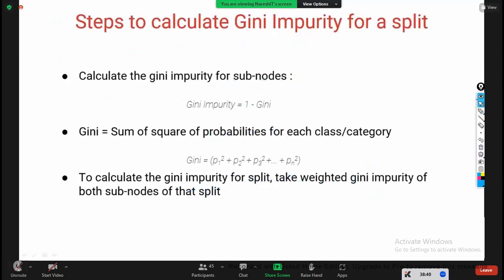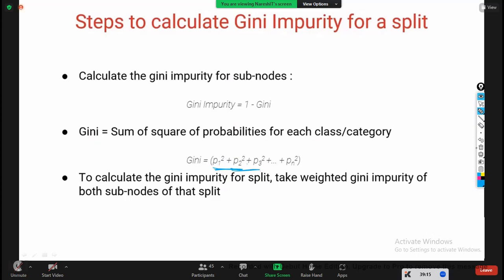one by one. In order to calculate the Gini impurity of a node, we have to calculate 1 minus Gini, where the Gini is the sum of the squares of the probability of each class or category. If it is a binary classification problem, you will have only 2 classes. If it is a multi-class classification problem, you will have 3 classes. If the output variable has more than 2 classes, you have P1 square, P2 square, P3 square, like this. If you have only 2 classes, P1 square and P2 square.